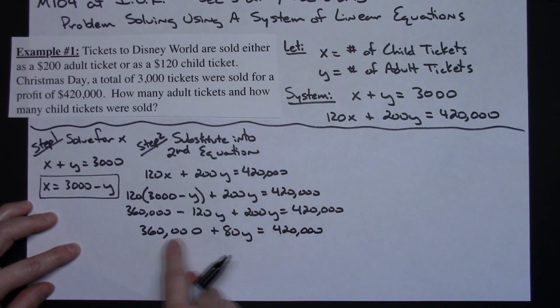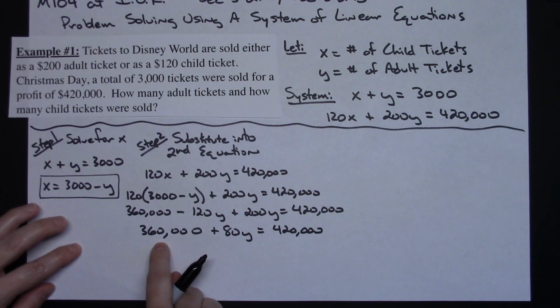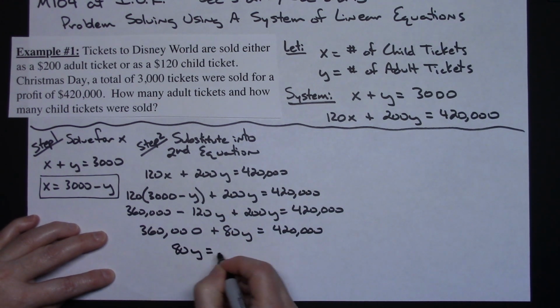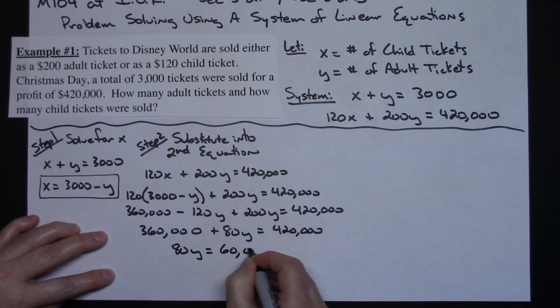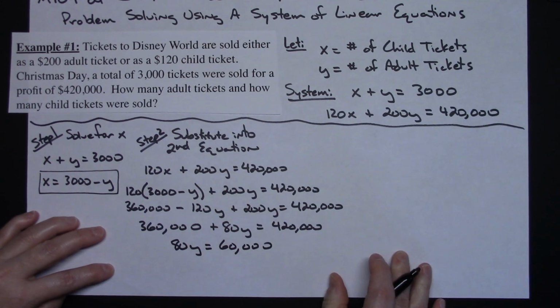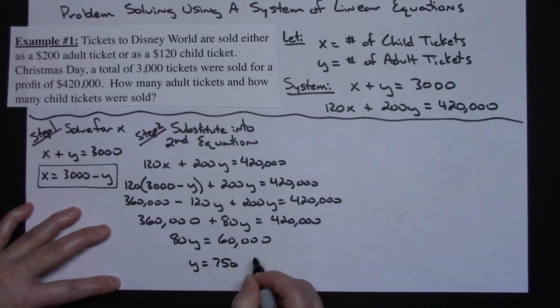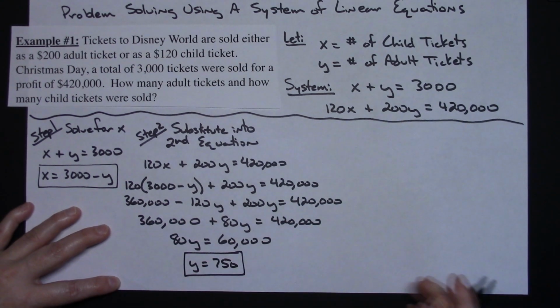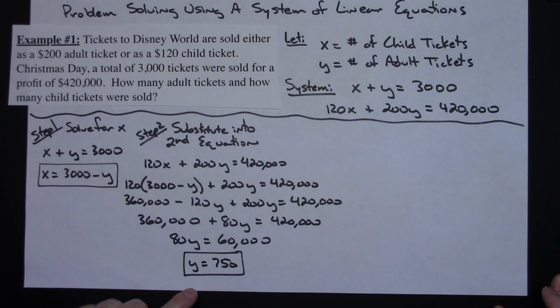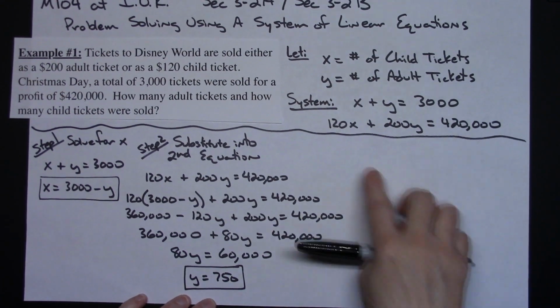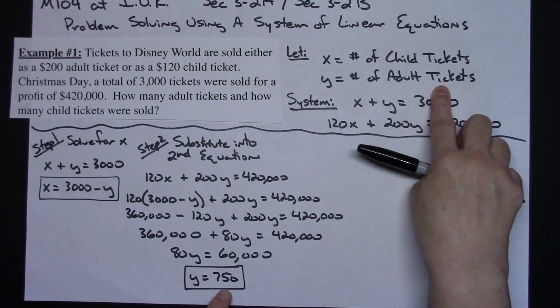Solving for y here, let's subtract that 360,000 from both sides. I'm going to have 80y equals 60,000. And then dividing by that 80, we'll have y equals 750. Okay, so I know right there my y is 750, and up here I defined the variables. y is the number of adult tickets, so I know that 750 adult tickets were sold.